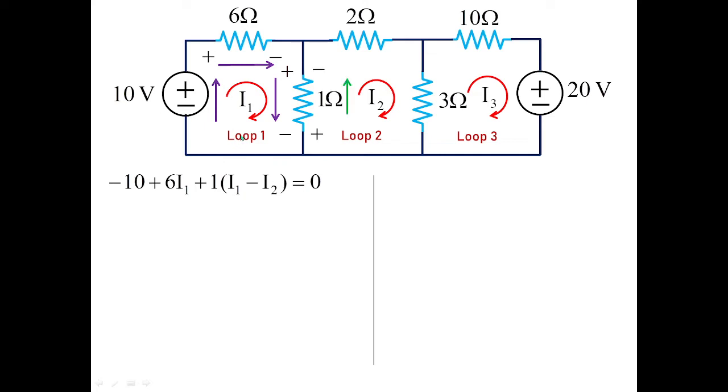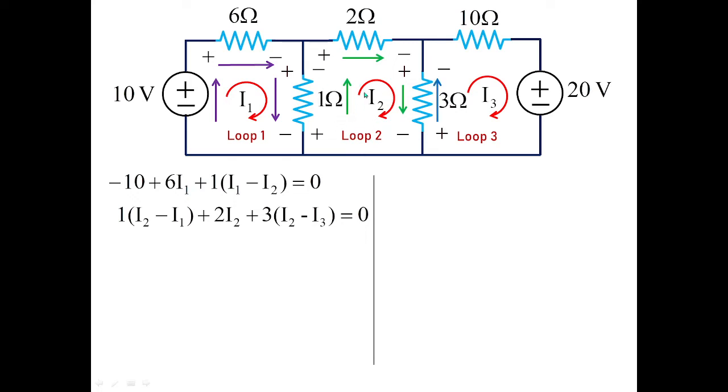The same case we follow for loop 2. In loop 2, when the current travels from higher potential to lower potential, it goes through 1 ohm and the voltage drop will be 1 into I2 minus I1. Then the current will flow in 2 ohms and the drop of the voltage will be across 2 ohms, plus on this side and minus on this side. And if the current has to travel to 3 ohms, then the current will be I2 minus I3, the same case we followed for loop 1. So the voltage conditions give 1 times I2 minus I1, plus 2 I2, plus 3 times I2 minus I3, equal to 0. Therefore we are satisfying the KVL for loop 2.